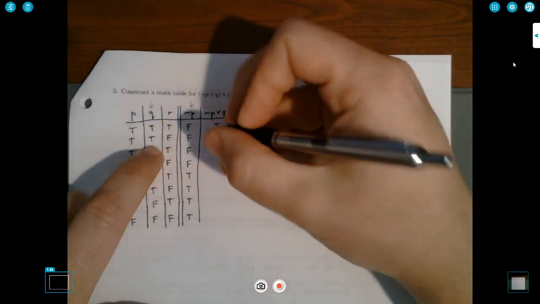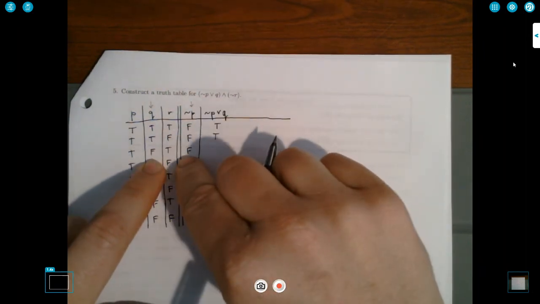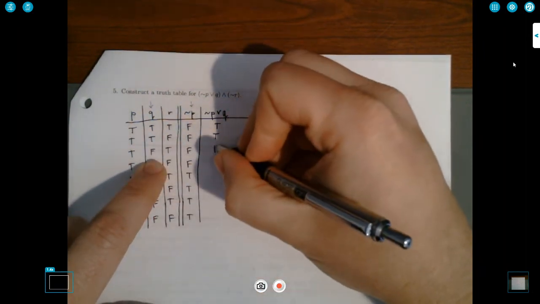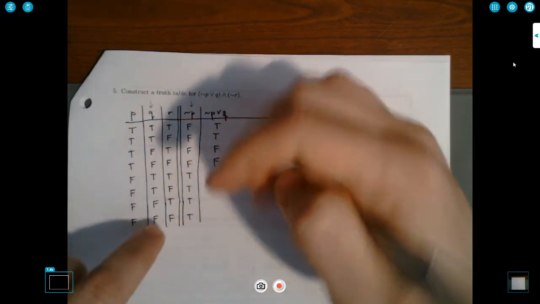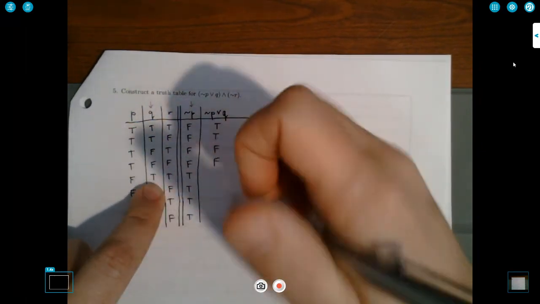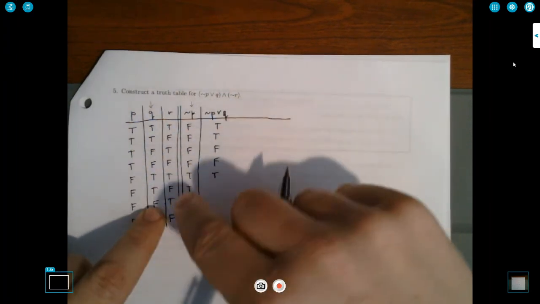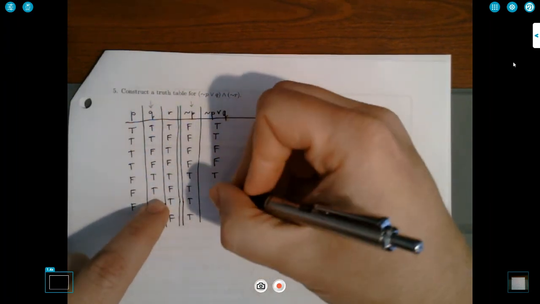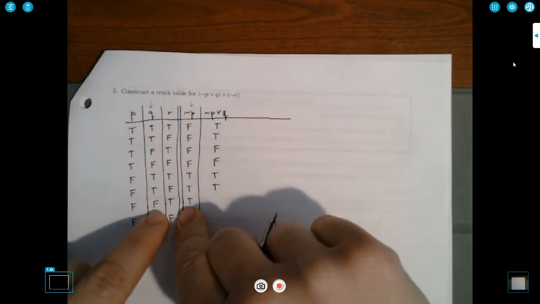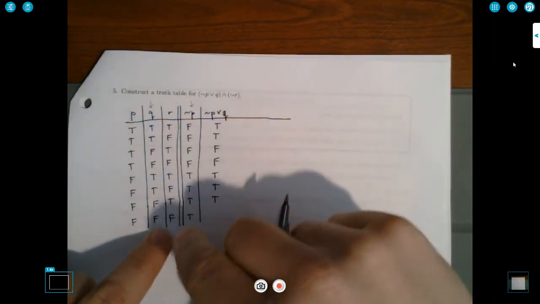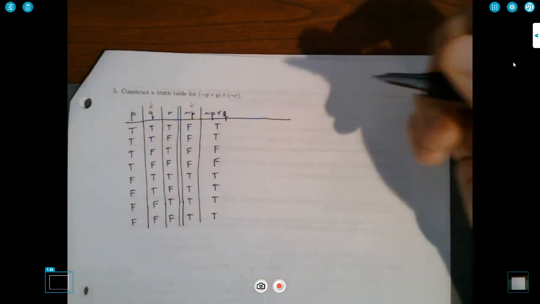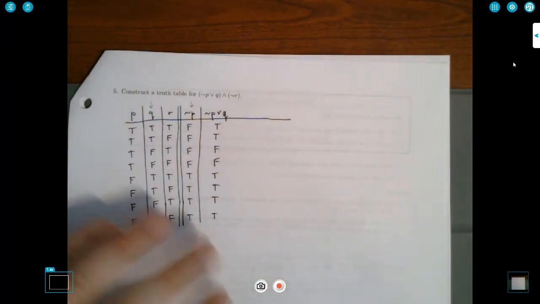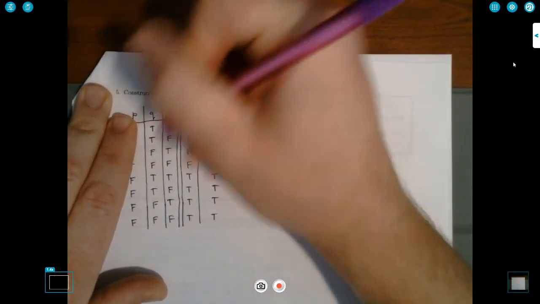One of the things is true. They're both false, so the disjunction's false. Here they're both true, so the disjunction is true. One of them is true, so the disjunction is true. Okay, so I'm going to erase those arrows now so I don't confuse myself on the next step.